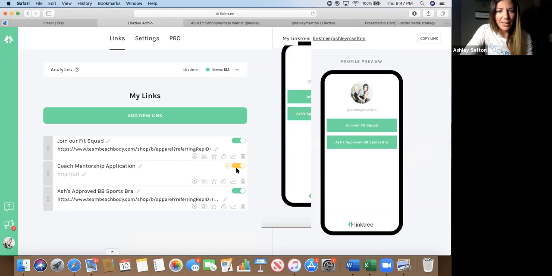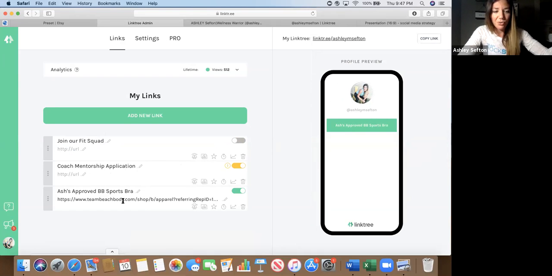Apparently I made this coach mentorship application bar, but I never put a link in. So you can title it. You pick your title for whatever you want it to say, and then you put whatever your URL is.